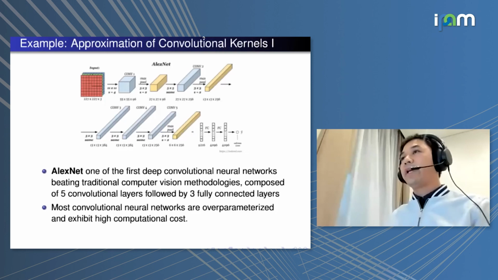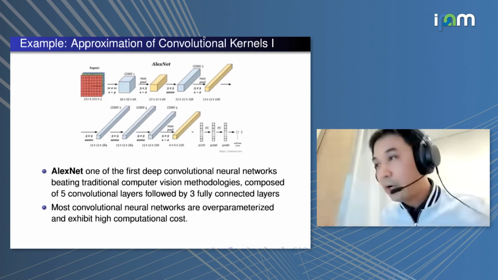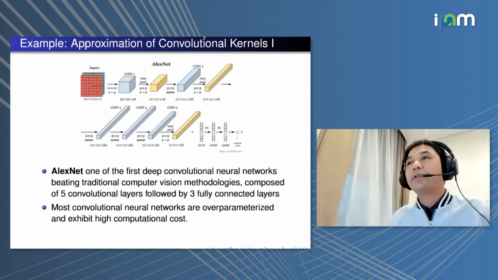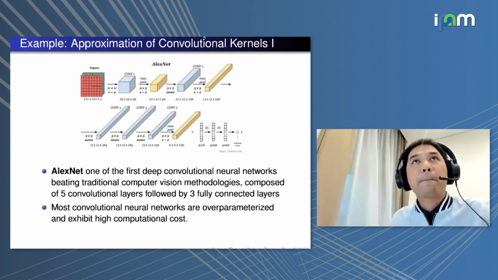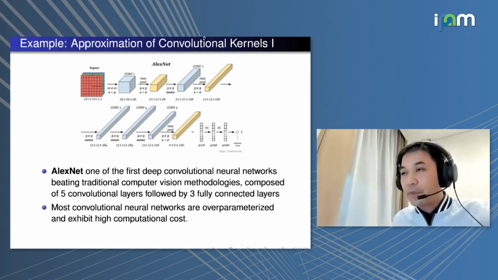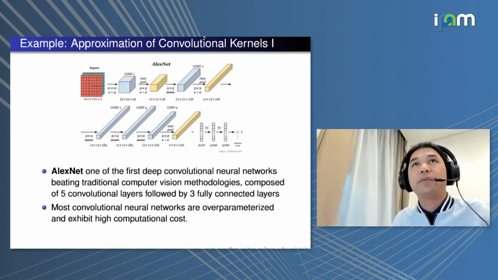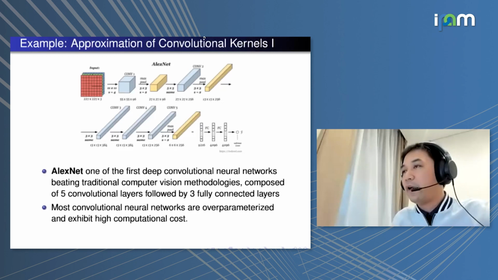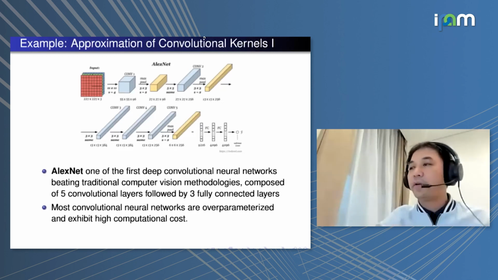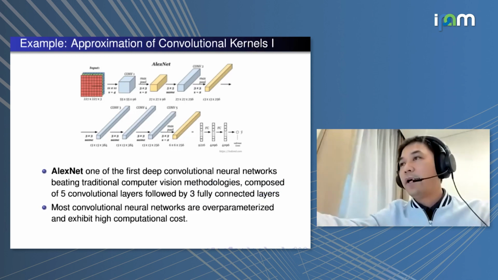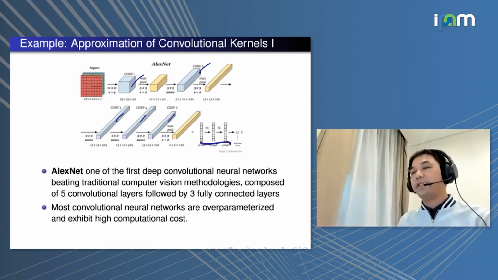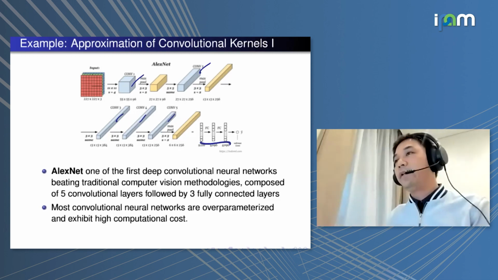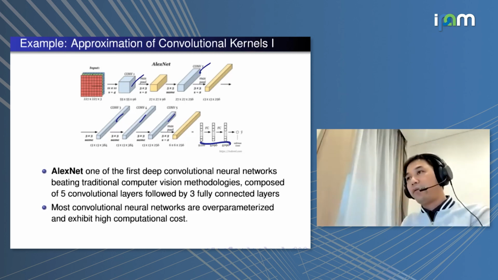So we move to another application that is quite hot now. It's how to accelerate the inference time of convolutional neural networks. Let's see the first example here, the convolutional neural network AlexNet. It has a very simple architecture. It has five convolutional layers, and it has 3 fully connected layers. So in total, we have convolutional layers 1, 2, 3, 4, 5, and then we have the last 3 fully connected layers.